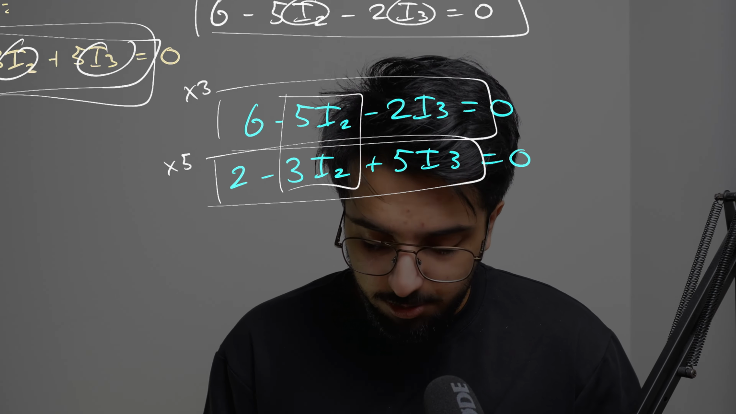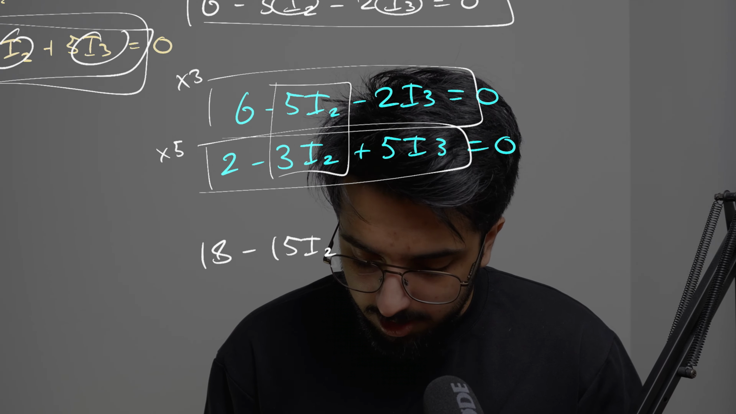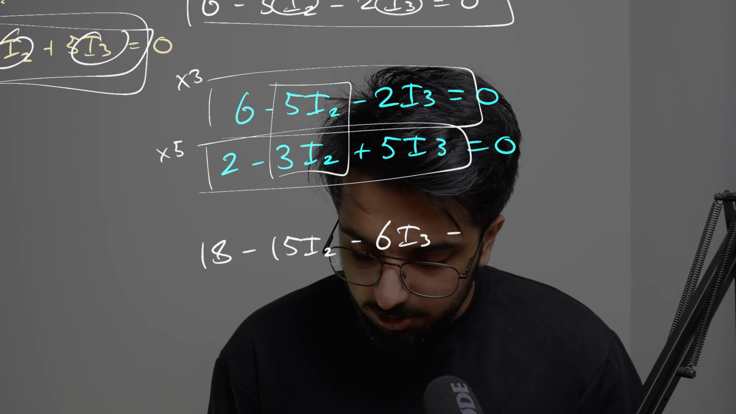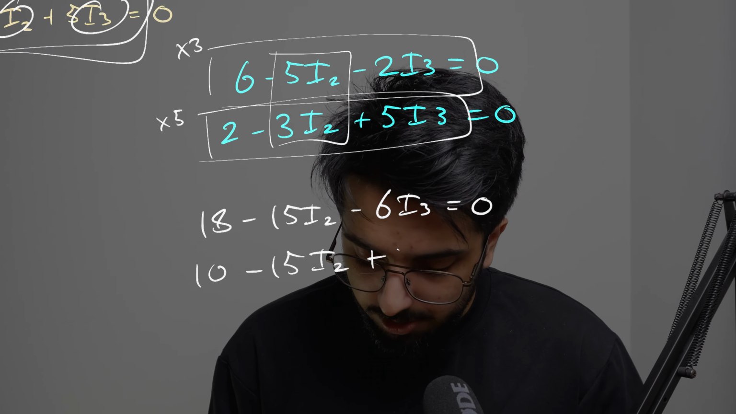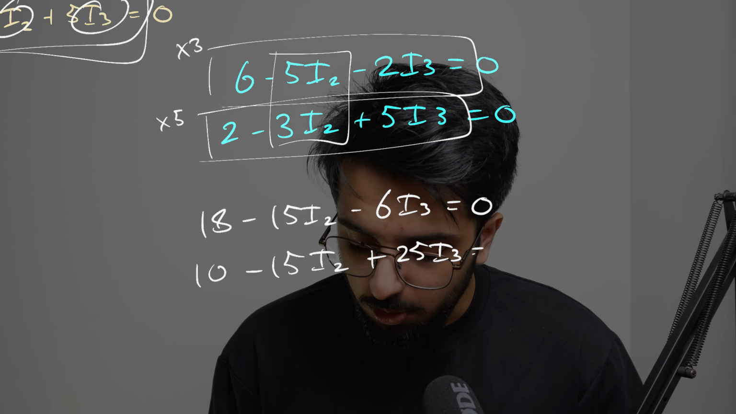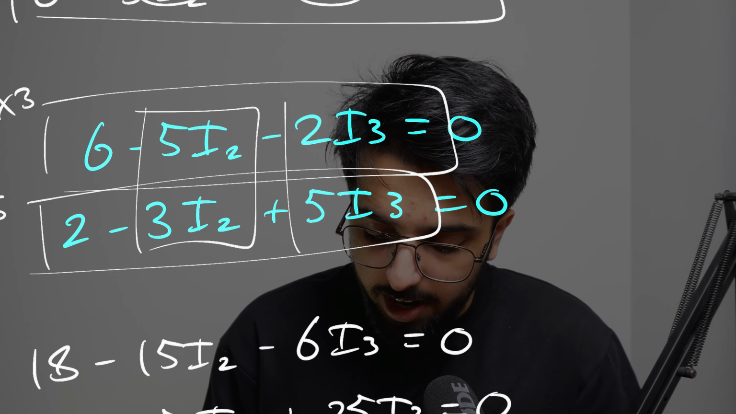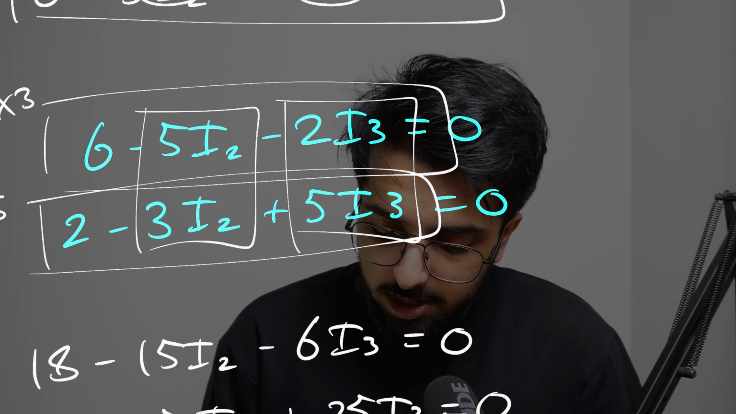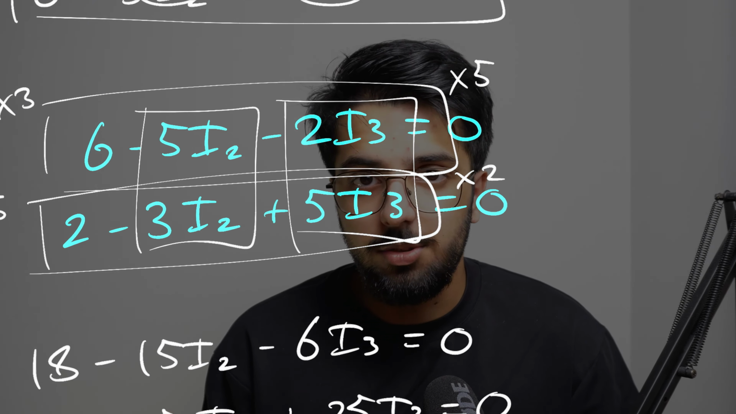cancel them out. And so therefore we get 18 minus 15I2 minus 6I3, and that's all equal to 0. And we get 10 minus 15I2 plus 25I3, and that's all equal to 0 also. Another thing you could have done is made our I3s equal, and in order to do that, you need to times this top one by 5 and this bottom one by 2. Okay, so either or would have worked.